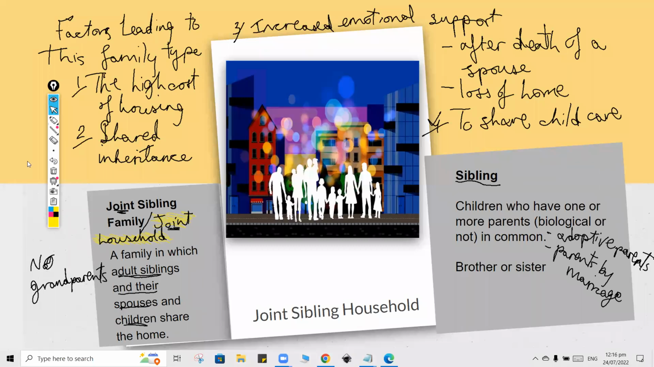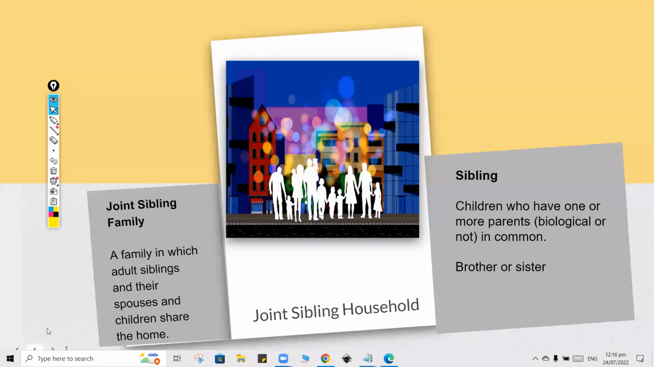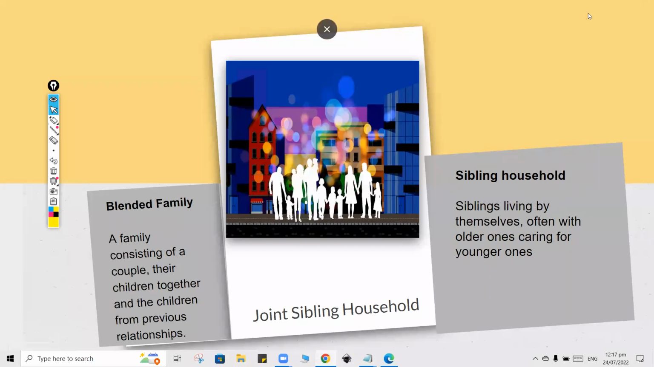Okay, question about half siblings. Half siblings are still siblings. It's about the generation level, right? Whether it's a half sibling instead of a full-blooded sibling, nothing really changes.